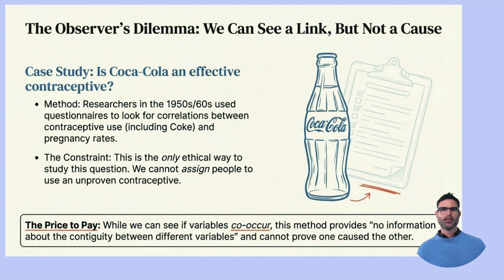Here is the observer's dilemma. We may see a link, but we cannot prove a cause. The Coca-Cola contraception example shows the constraint clearly. Researchers used questionnaires to look for correlations between contraceptive use, including Coke, and pregnancy rates because assigning people to an unproven contraceptive would be unethical. The price you pay is that co-occurrence alone gives no proof that one variable caused the other.